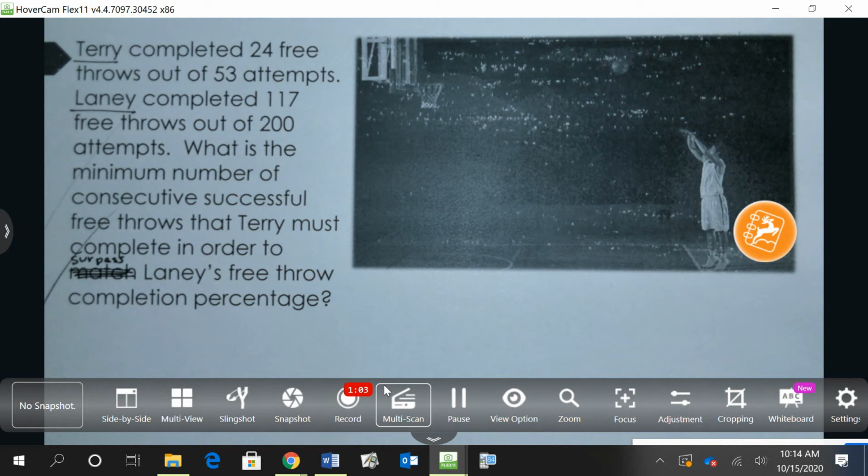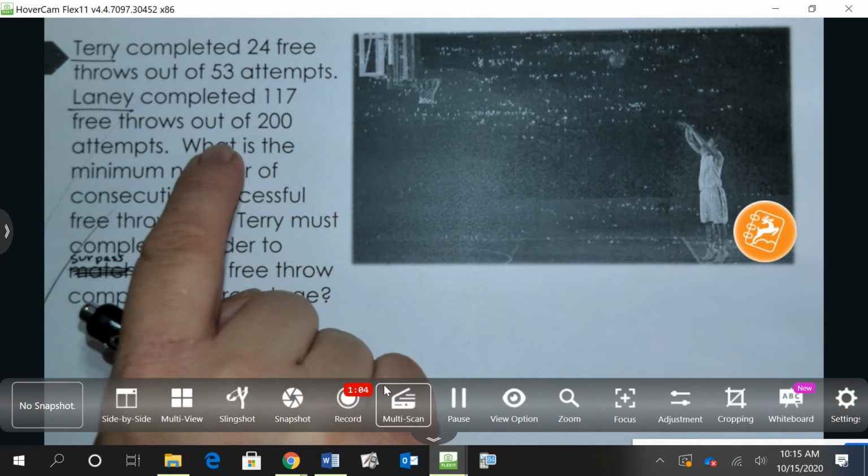Now here's the question. Let's first take a second and talk about what this means. Consecutive. What does consecutive mean? Consecutive means one after one, okay? There's no break in between. You consecutively do something over and over and over again.